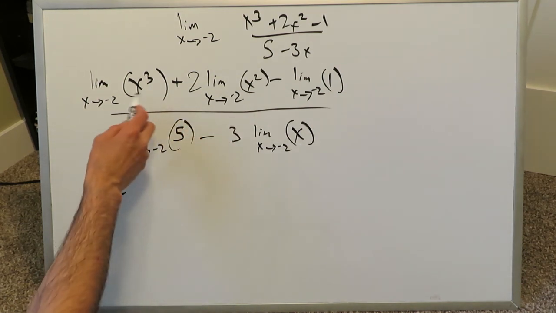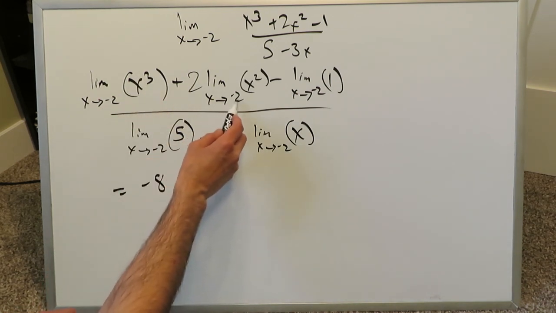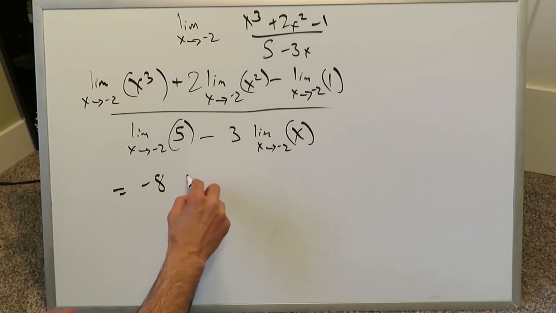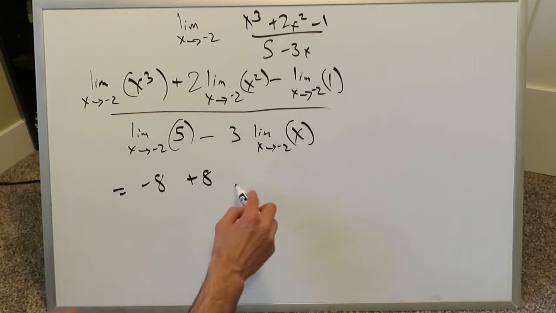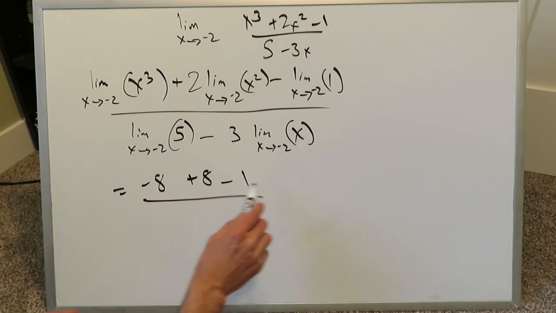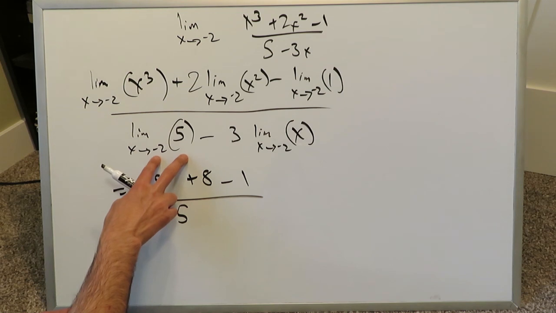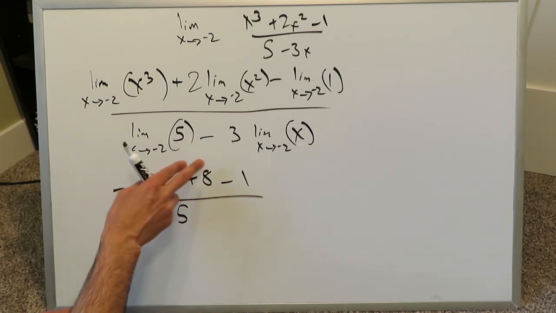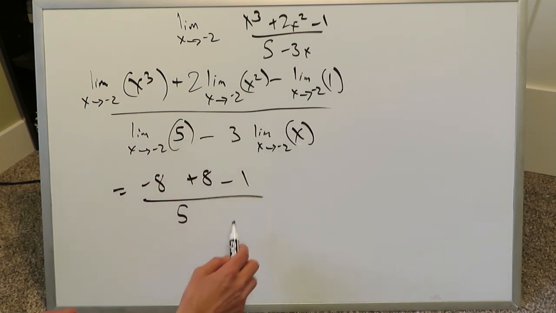When we look at this value here, it becomes a minus 8. Minus 2 cubed is a minus 8. Here we have a minus 2 squared, which is a 4 times that 2 is a plus 8. The limit as x approaches minus 2 for that 1 will just be a 1. Limit as x approaches minus 2 for this is just a 5. Why? Because you could think of this as a horizontal line, y equals 5. At any point on that horizontal line, the output is always equal to 5.